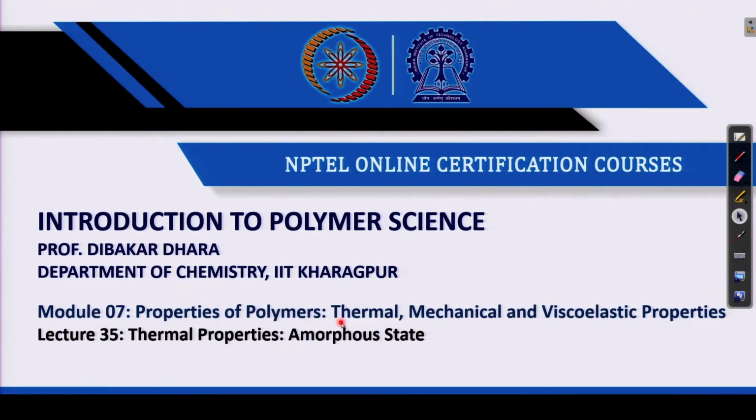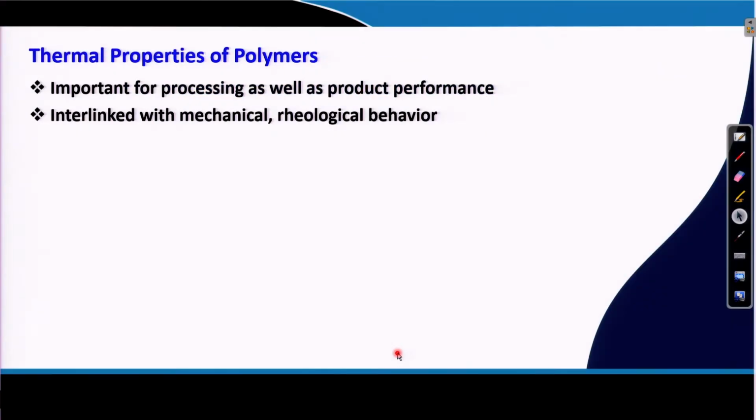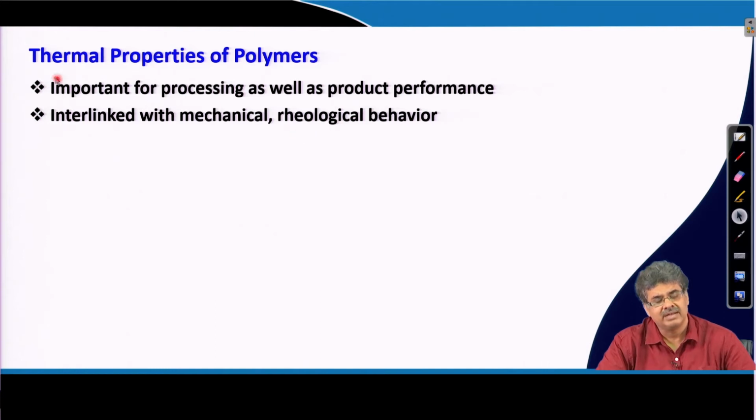So, I have been discussing properties of polymers, and I have started discussion on thermal, mechanical and viscoelastic properties. In this lecture, I will focus mainly on thermal properties and on amorphous state. As I was discussing at the end of the last lecture, thermal properties of polymers are very important for processing as well as product performance, and the mechanical and rheological or viscoelastic properties of polymers are also well related with the thermal properties, as I will discuss in coming lectures.